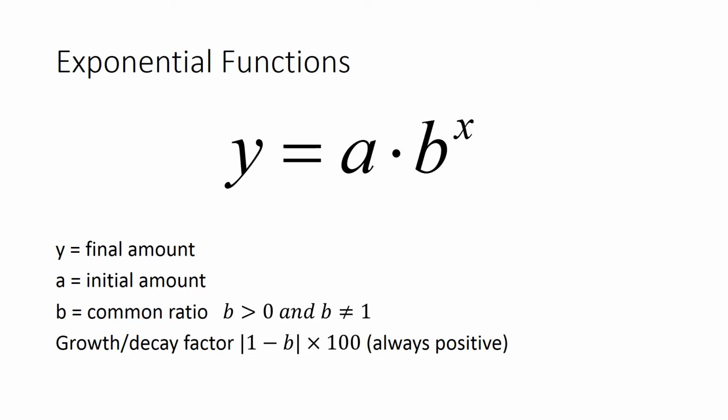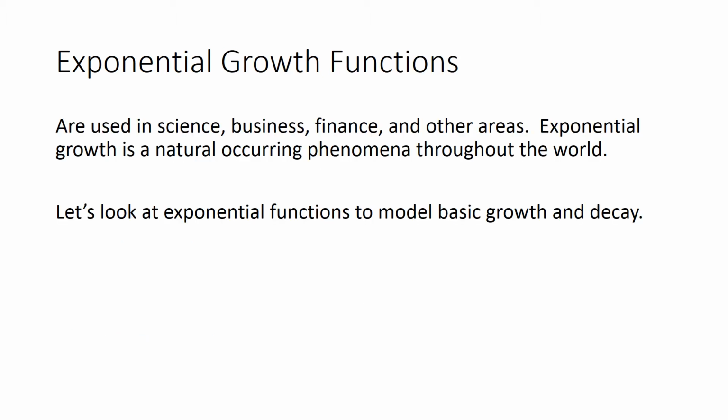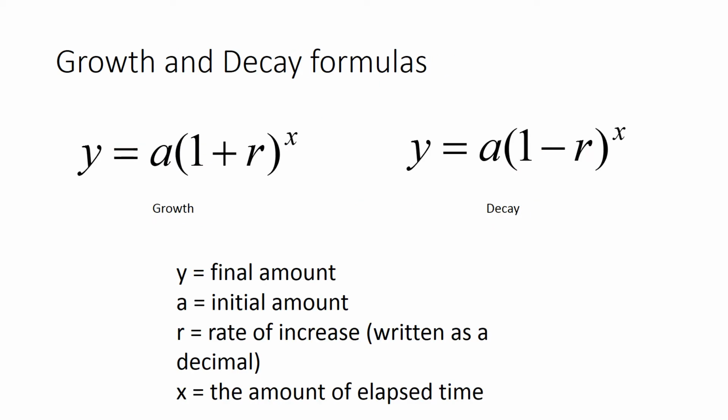This is going to be the basis of the formula that we use to do growth and decay. These functions are used in science, business, finance, and other areas. But we're going to start by looking at the basic growth and decay. So on your papers, if you would write down the formula for both growth and decay. The difference between growth and decay is that growth is plus r and decay is 1 minus r. If you need to pause this, go ahead and pause it while you write that down.